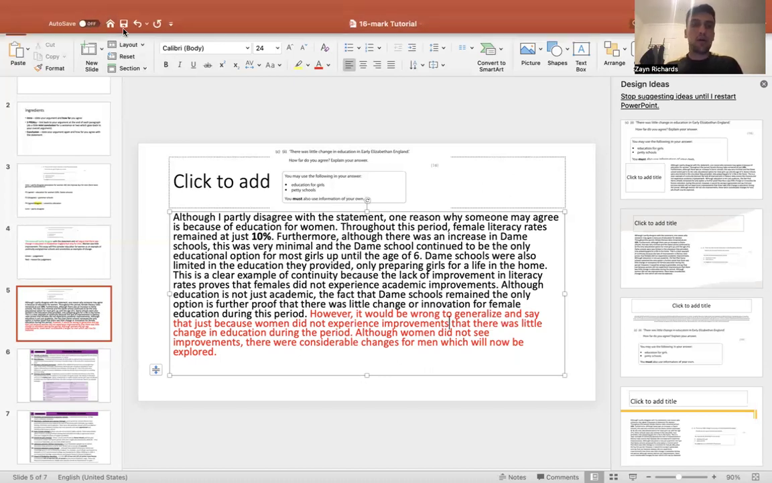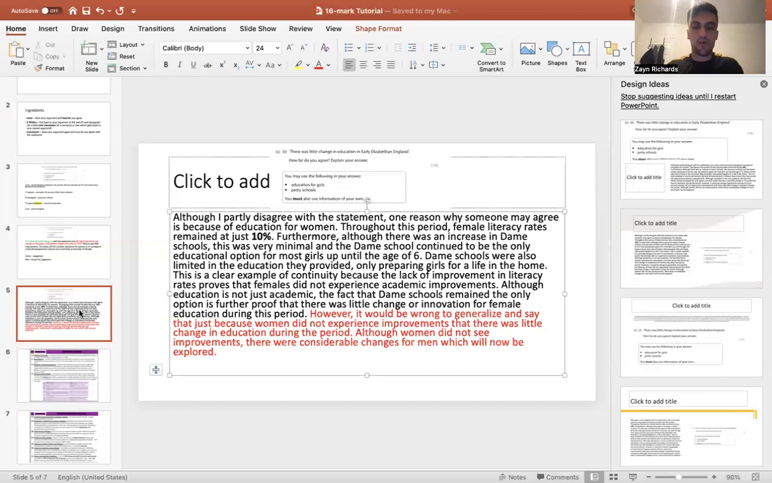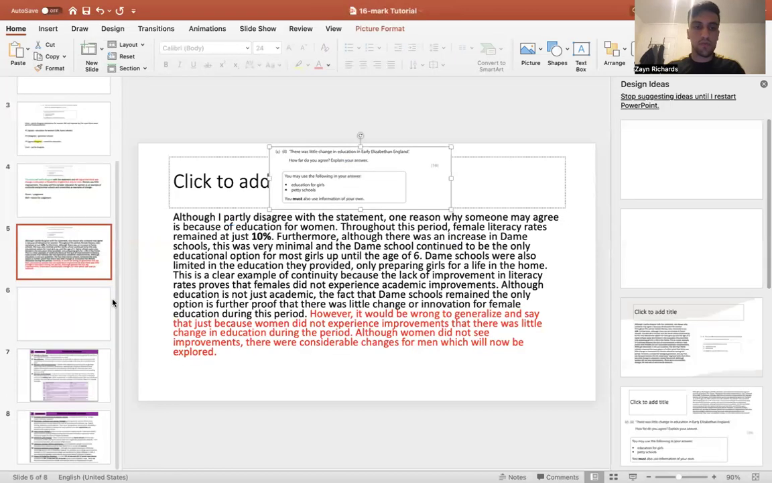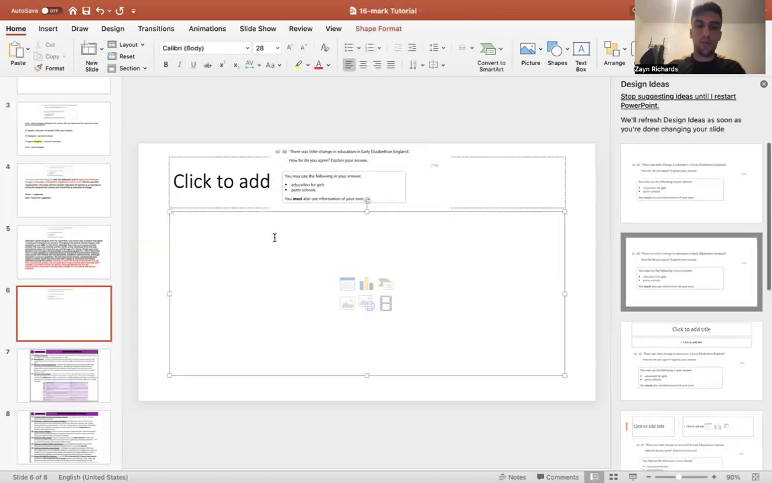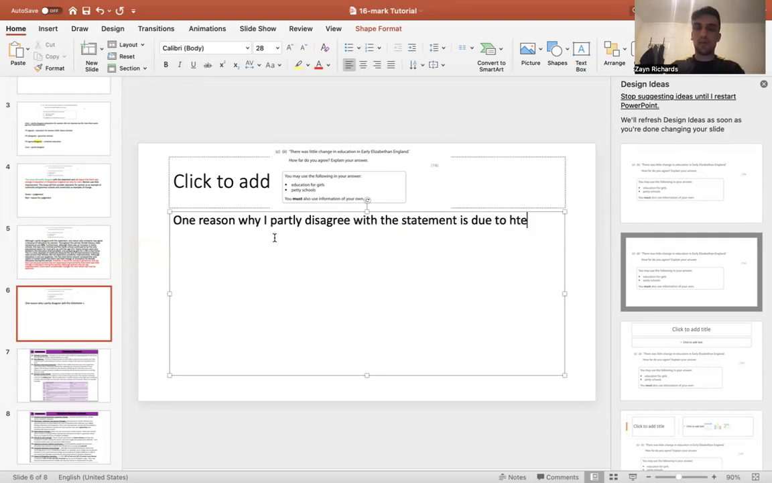Okay, right, now what I'll do is I'll write the second paragraph. So I'm going to start by saying one reason why I partly disagree with the statement is due to the introduction of grammar schools. In the grammar schools, so I'm going to say what a grammar school was. So basically I'm just linking back here to my overall judgment.